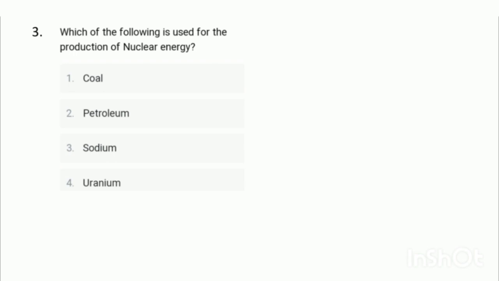Question number 3. Which of the following is used for the production of nuclear energy? Option 1, coal. Option 2, petroleum. Option 3, sodium. And option 4 is uranium.